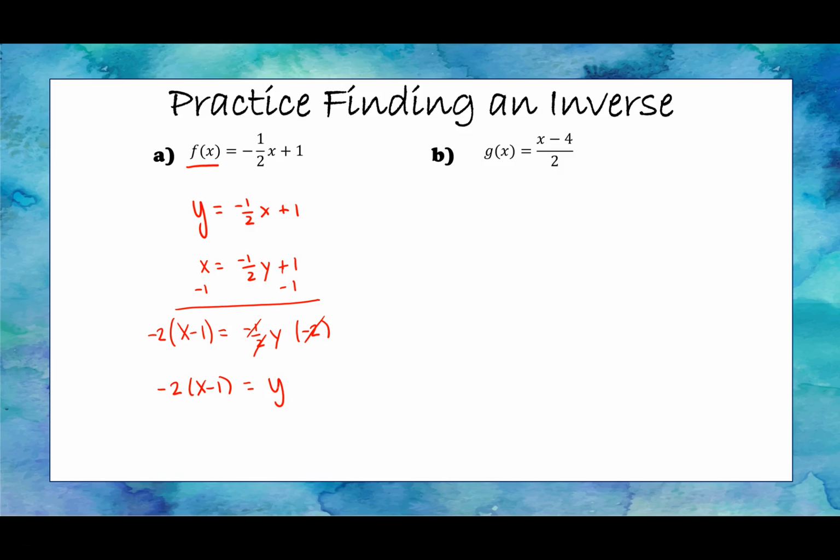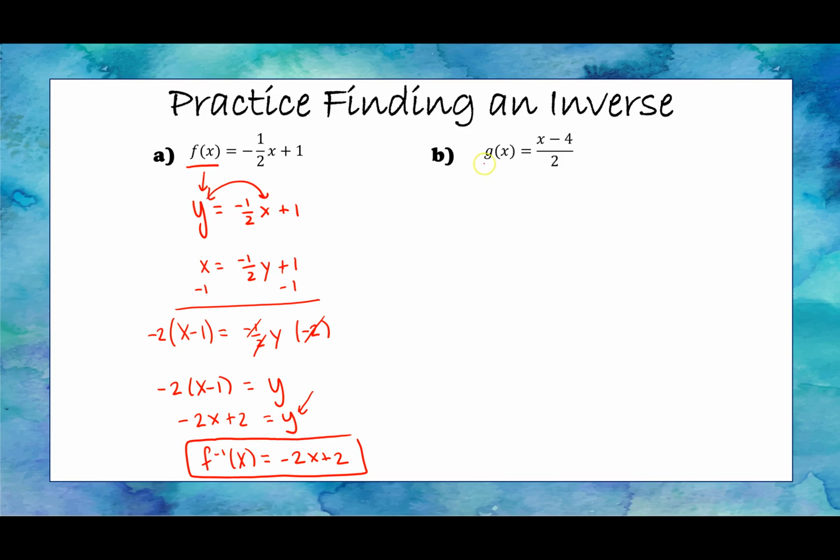And if you want, you can leave it like that, or you could go ahead and have that as -2x plus 2 equals y. And then remember, we replace our y with f inverse of x being equal to -2x plus 2. So folks, all I've done is rewrite the problem with a y instead of f of x, switch my x's and my y's, and then solve for y.